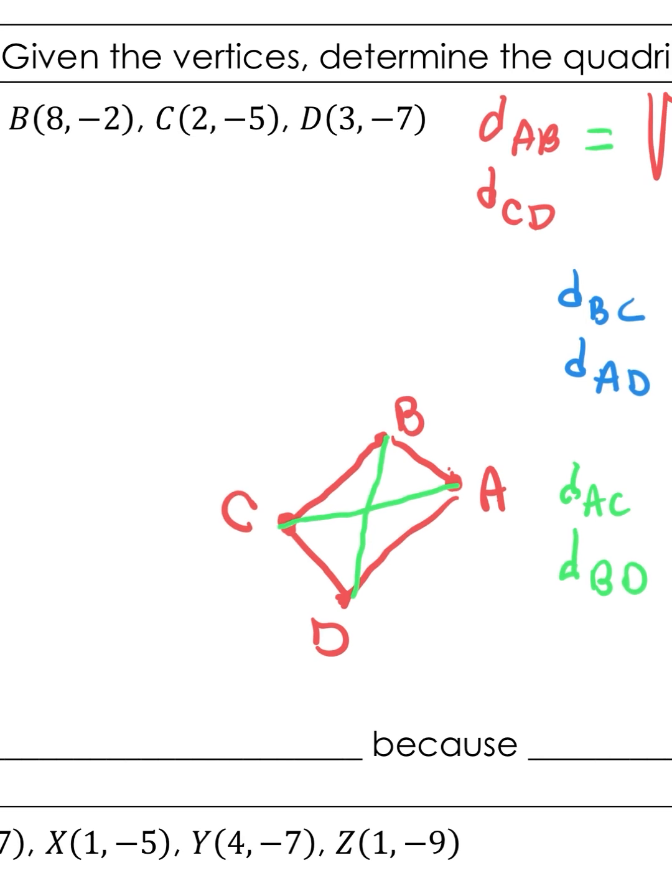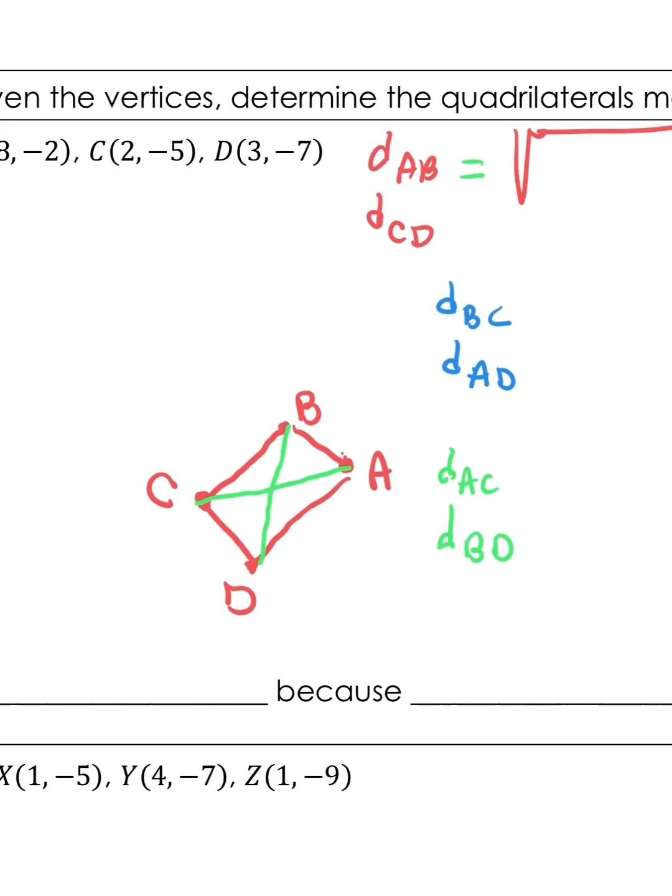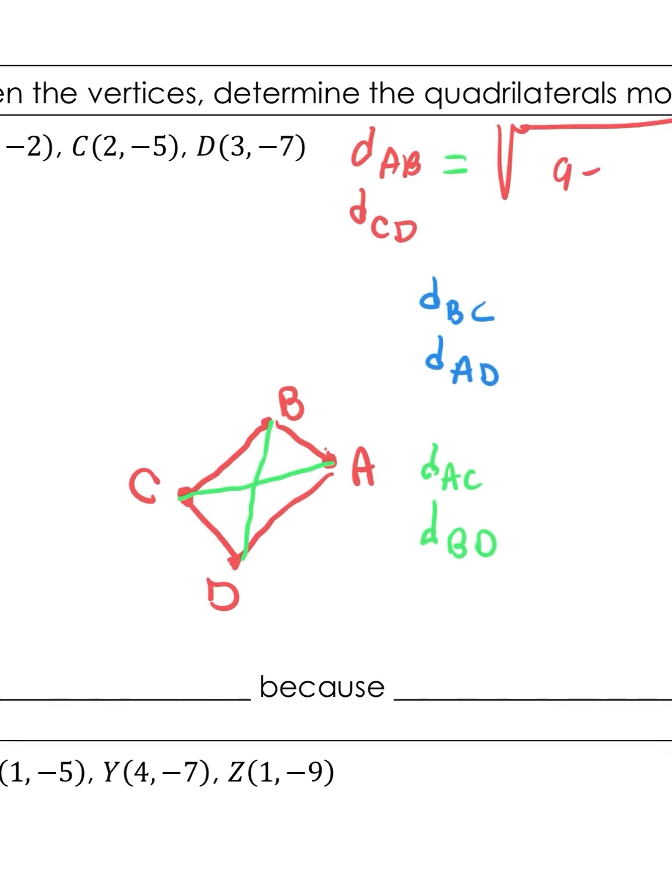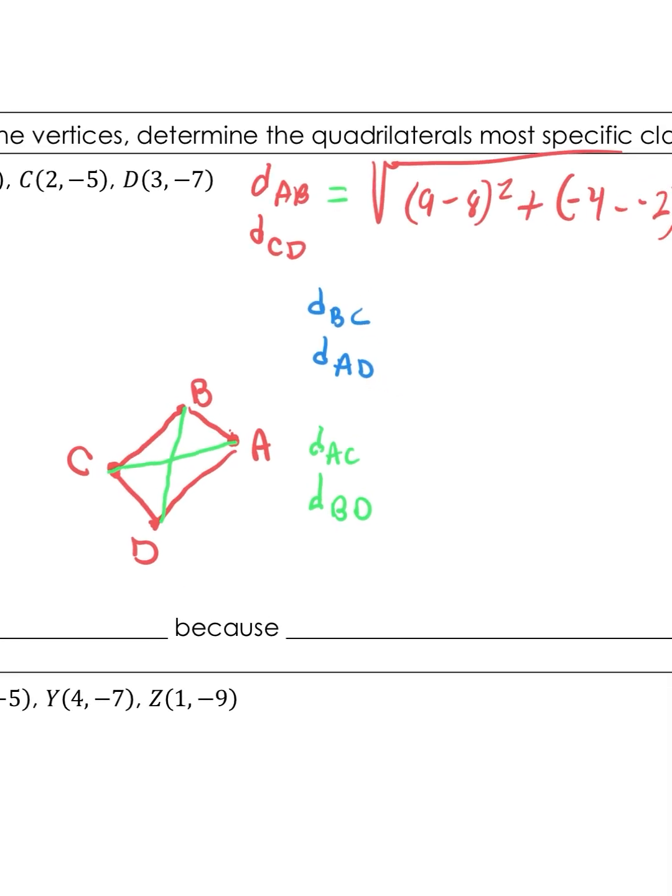These points right here, (9, -4) and (8, -2). So this is going to be the square root of (9 minus 8) squared plus (-4 minus a -2) squared. So let's do that math. 1 squared is 1. This is like saying -4 plus 2, so that's -2, right? Squared, -2 squared is a +4. So this is the square root of 5.